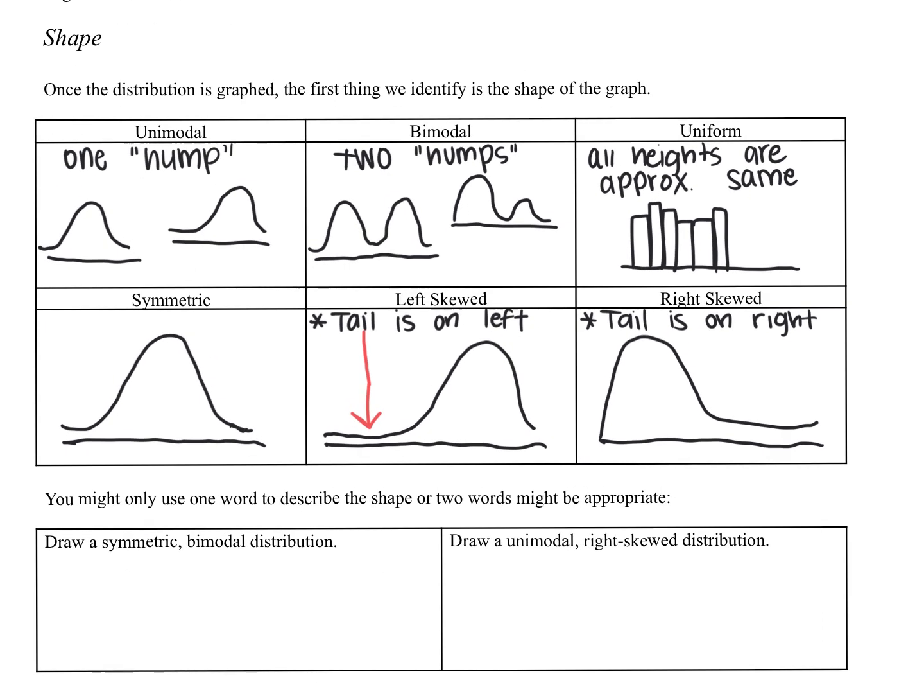We are typically going to be using one word to describe the shape of a distribution, but in some instances 2 words might be useful. Like if I wanted to draw a symmetric bimodal distribution, I know it's going to have 2 humps, and those 2 humps are symmetric, which means they're about the same height. Whereas if I'm looking at a unimodal right skewed distribution, that's pretty much the exact same thing as the example we just did. You've got your tail. Sorry, wrong. See, I did the wrong one. Your tail is on the right with your hump on the left.